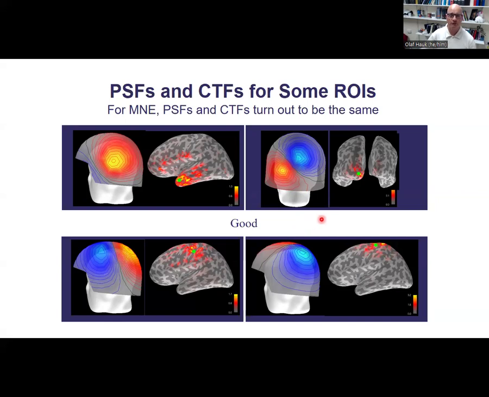So these are good examples of point spread and crosstalk functions. This is what I think we can achieve with EEG and MEG. And keep in mind, this is based on simulations. So in real life, of course, you might have noisier data and you might make some additional errors. So this is probably the best case scenario.